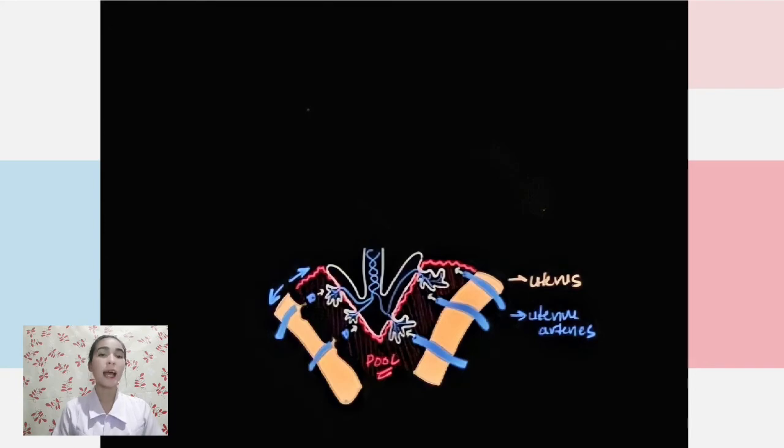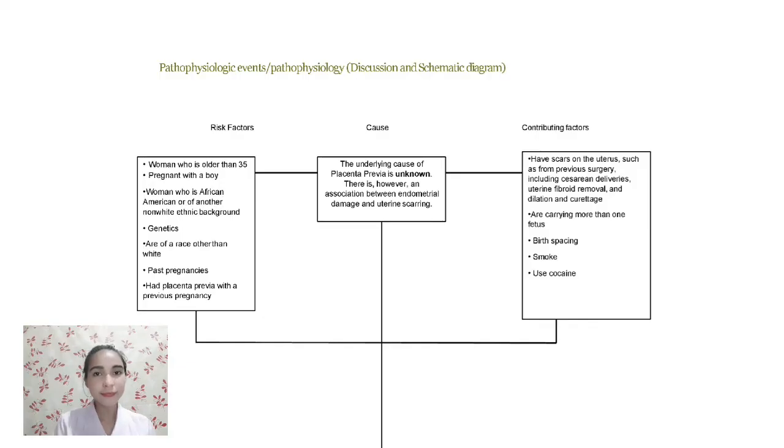So that's called antepartum bleeding. So at this juncture, I'm going to discuss the schematic diagram. As you can see here in this box, these are the risk factors. So age is a risk factor. Age is associated with varying incidence of placenta previa. The risk of placenta previa is increased with increasing maternal age.